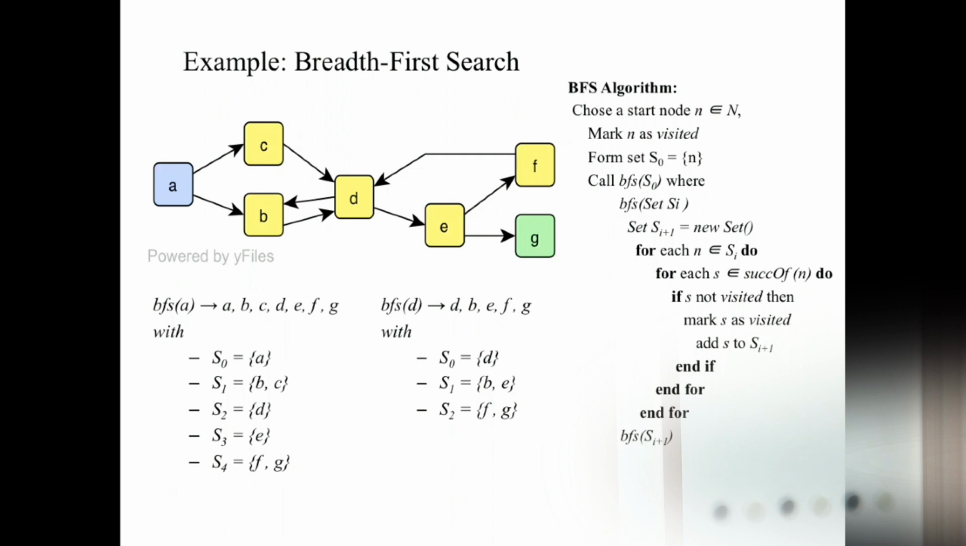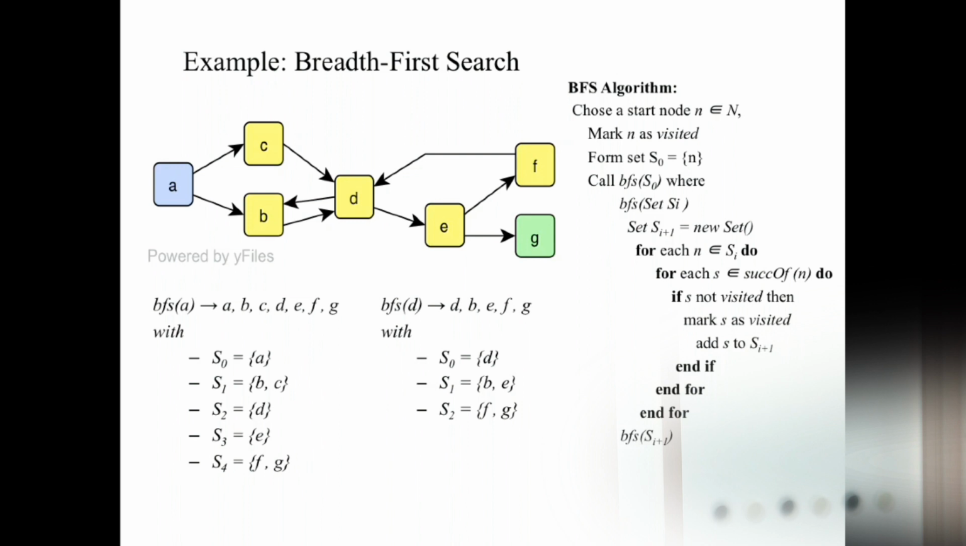Okay? And then you will go again and check for each element that belongs to this set. You do it like this. You add its successors to a new set S2. In this case, C has the same successor, B has the same successor. So if a successor has already been visited, you don't need to visit it again. You don't need to add it again.